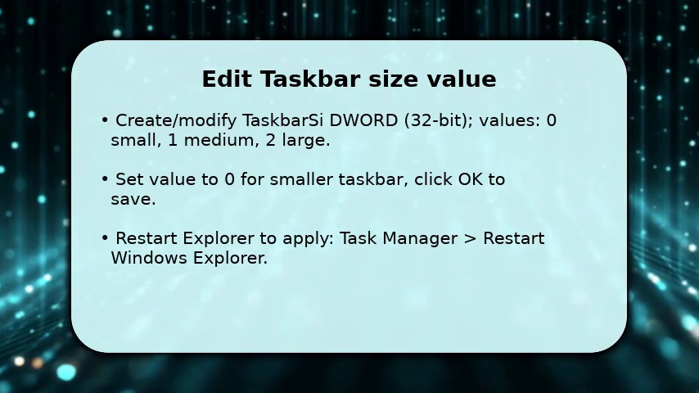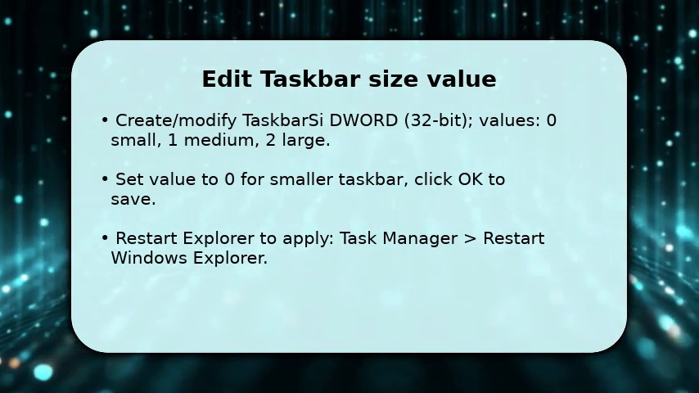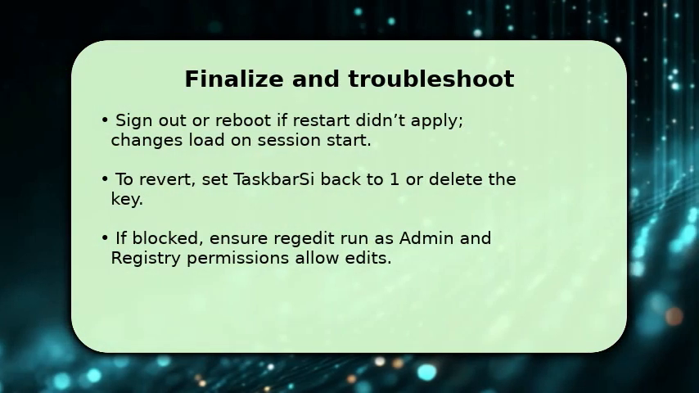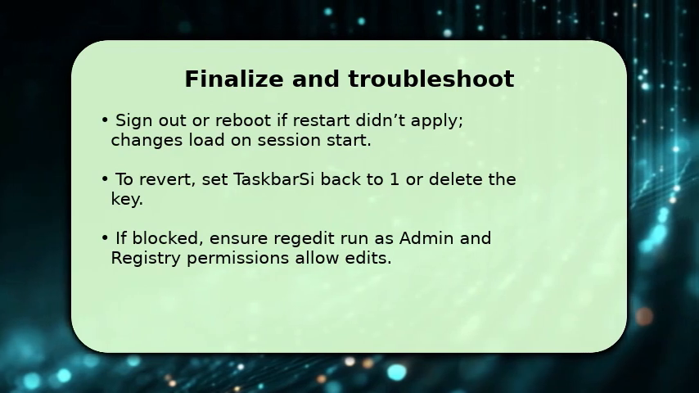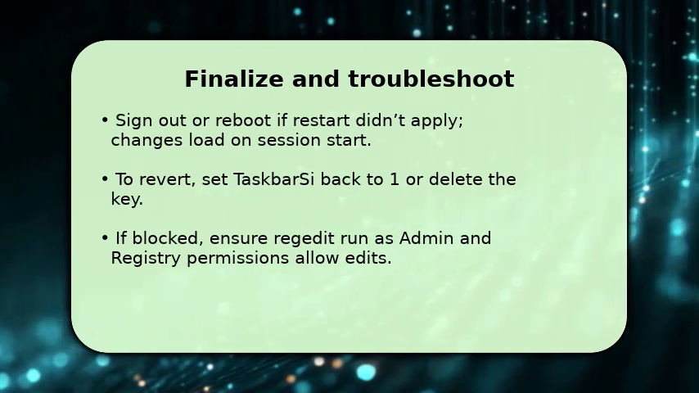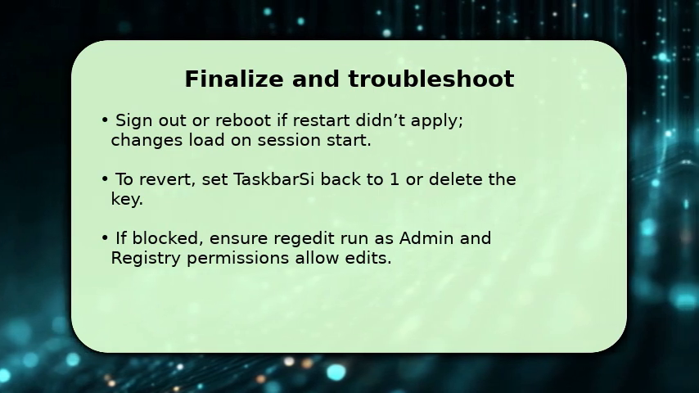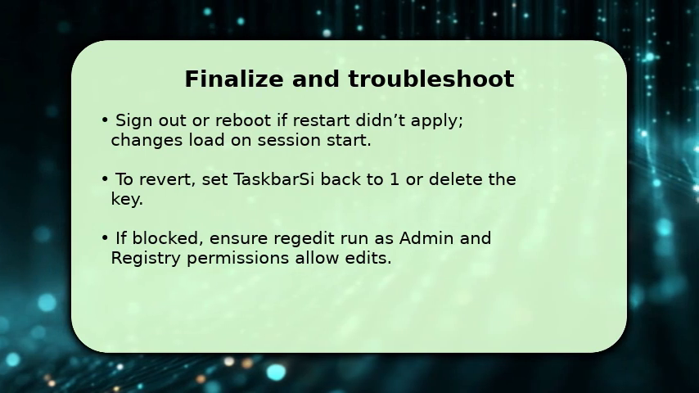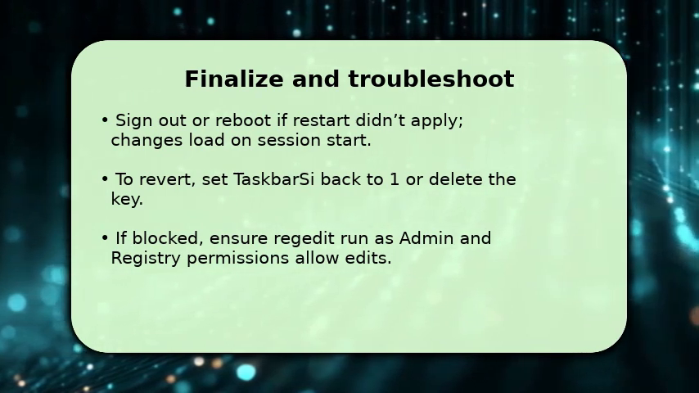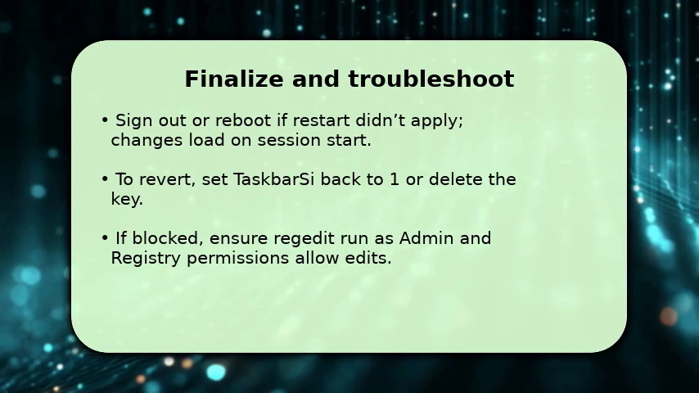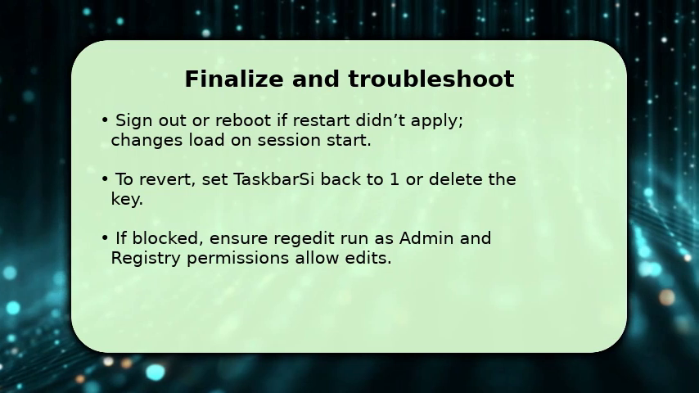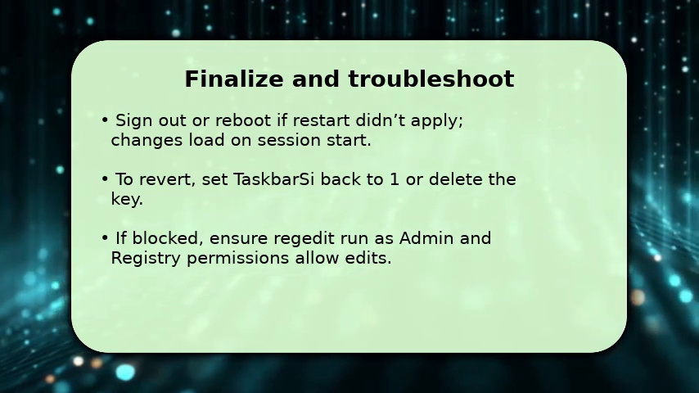Finish by confirming the change and knowing how to recover if needed. If the taskbar didn't update, sign out or reboot because some shell settings load only at login. To revert, set TaskbarSi to 1 or delete the key you added. That returns defaults. If you can't edit the key, make sure you ran regedit as administrator and that the registry permissions permit changes. If Explorer freezes after edits, restart it again or reboot. This resolves most issues quickly.